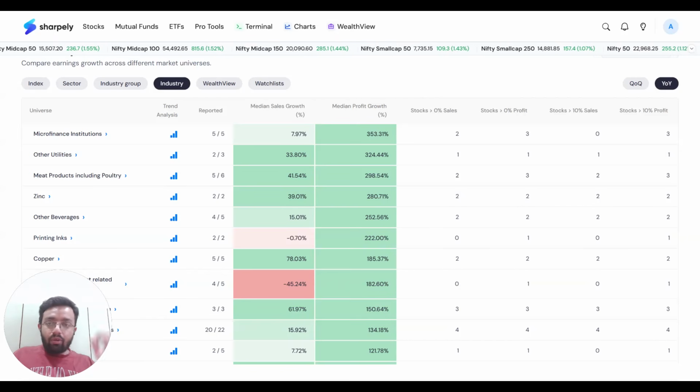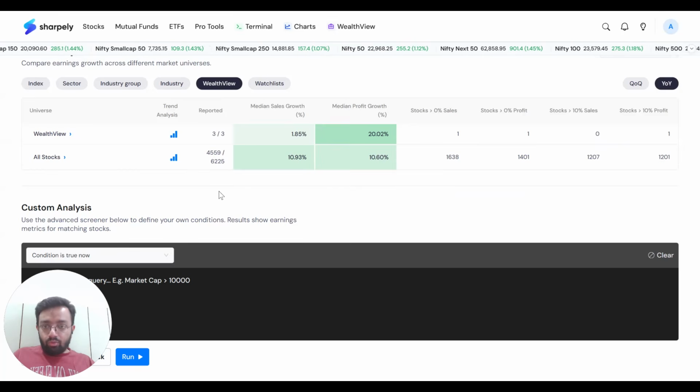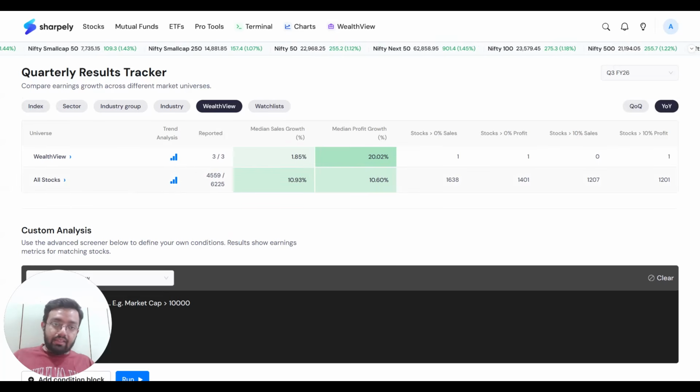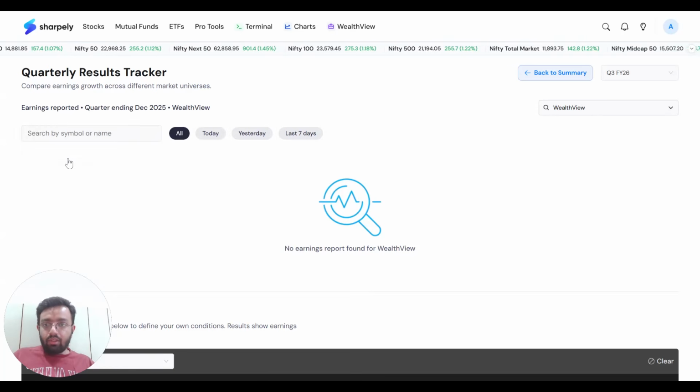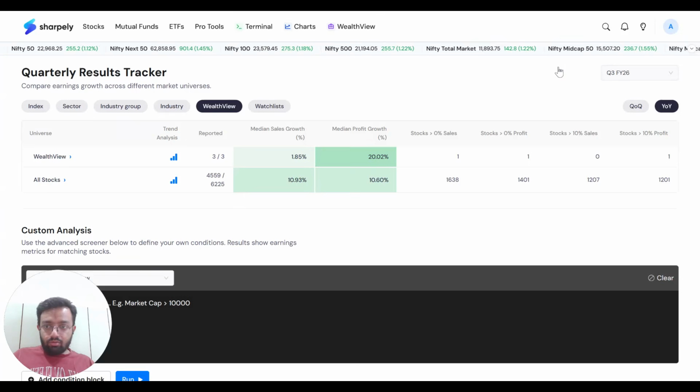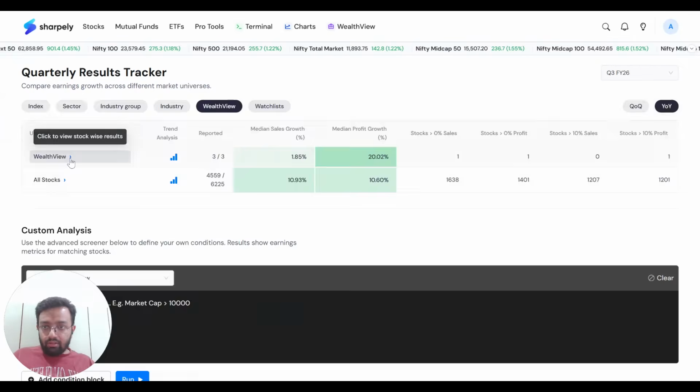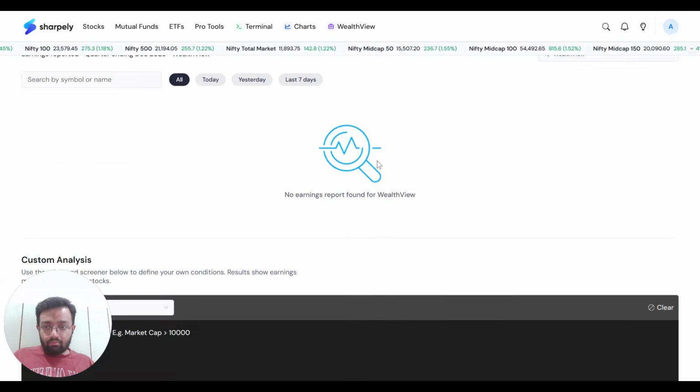So if you have connected your stocks with WealthView, so if you have connected your brokers in WealthView, then you will be able to filter out or analyze the results of those stocks as well. In this account, we don't have many stocks. We have only three stocks. So if I click on WealthView, then I have only three names.